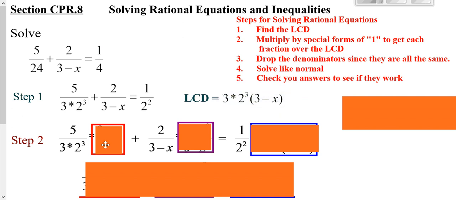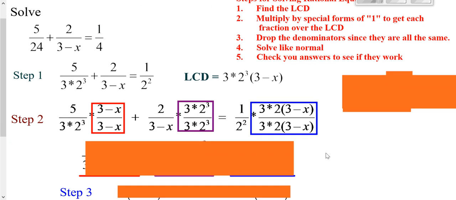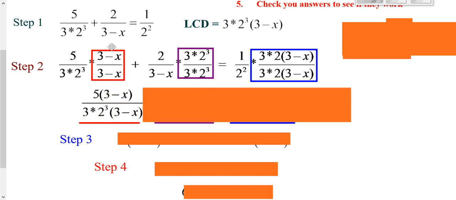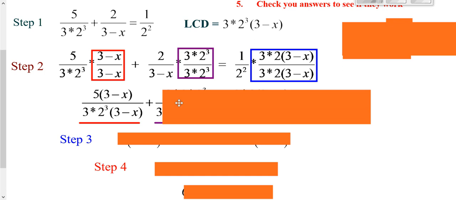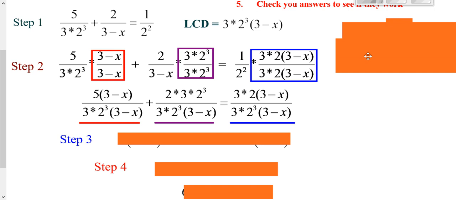So this first fraction, top and bottom, needs an x minus 3. So what's in red is a special form of 1. This next fraction needs a 3 and a 2 cubed, top and bottom, which that purple is a special form of 1. On the right-hand side, we need a 3, a 2, and our parentheses. So what's in blue is a special form of 1. And once again, multiplying by 1 doesn't change it. So we can write it all with the same denominator. So we would get this here for our first part, plus, and then this here, we would get this, and then equals what we have here on the right.